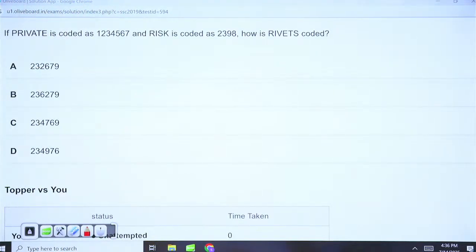Correct, good. Private is scored as 1, 2, 3, 4, 5, 6, 7. Risk is scored as 2, 3, 9, 8. So rivets is scored how?